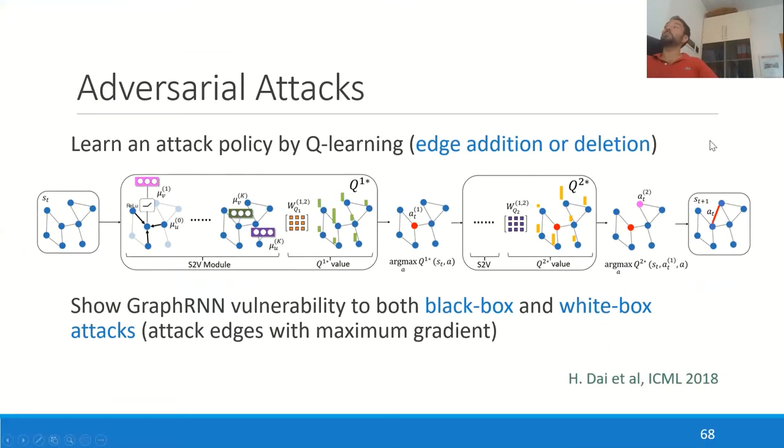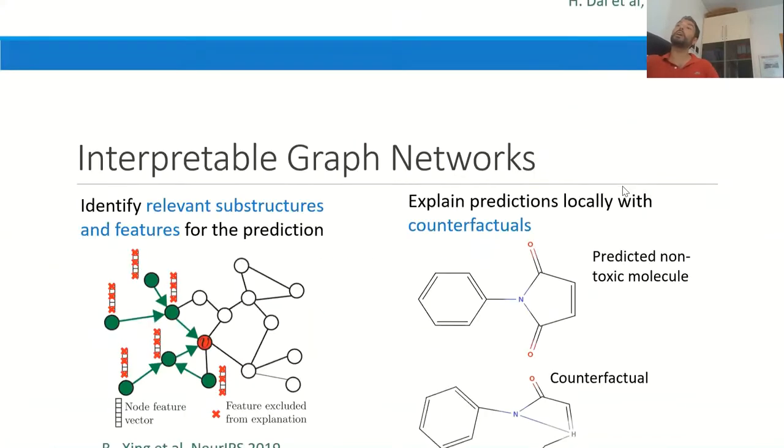There are people that have been working on attacking graph neural networks. So how can I generate a graph which alters the prediction with respect to what I expect? Okay, so how can I generate a graph taking an original graph which was a toxic molecule and modified only slightly to make it become non-toxic for my predictor, even if it's still toxic?